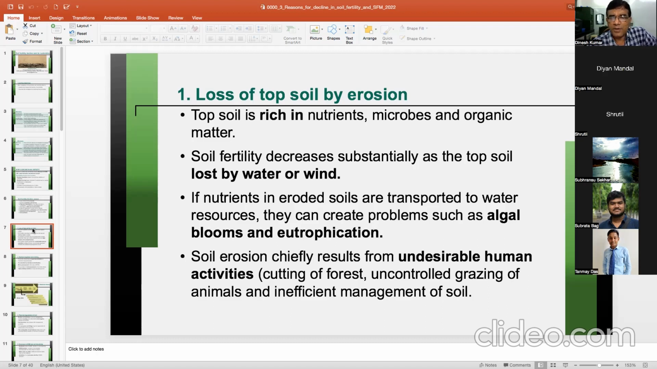Therefore, death of many aquatic animals can occur. So erosion is leading to multifarious problems, many problems, not just losing soil, but it is affecting other ecosystems. So soil erosion chiefly results from undesirable human activity. What are the causes? We need to understand so that we can go for prevention of soil erosion. Cutting of forests, uncontrolled grazing, and inefficient management of soil. So if you know the reasons for soil erosion, you can overcome those problems, try to solve those problems.